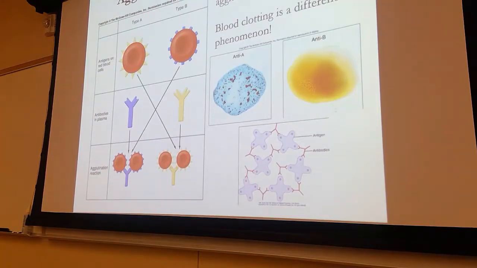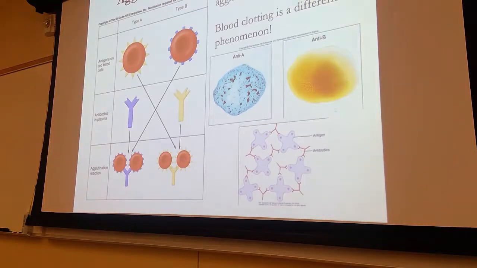Agglutination is not coagulation. Agglutination is an immune response between an antibody and its antigen. Coagulation has nothing to do with the immune system. Nothing to do with B cells. Clotting, coagulation deals with platelets. That's a totally different formed element in your blood. So this is agglutination, not coagulation. I beg you to know the difference.